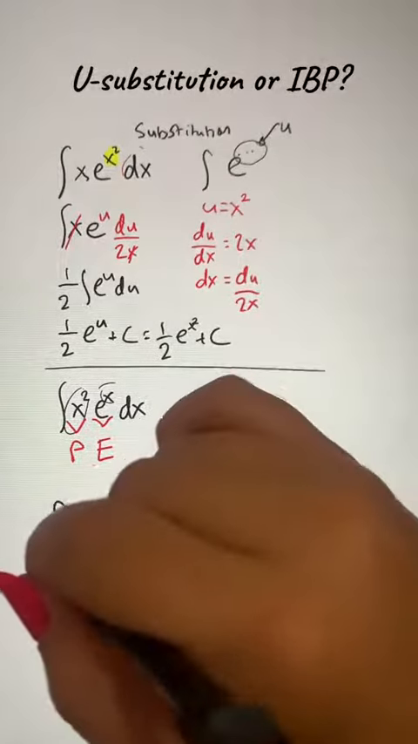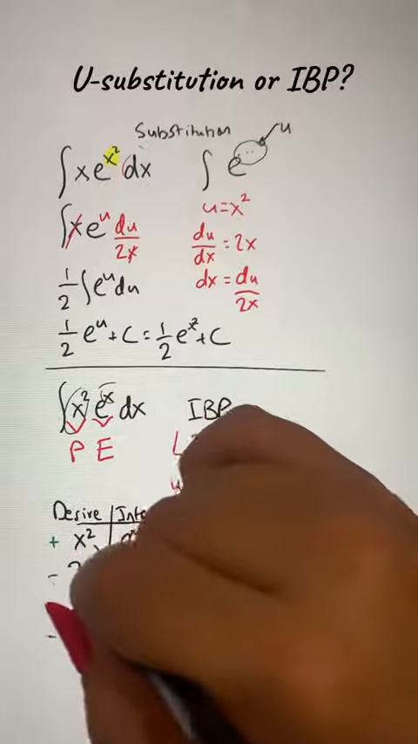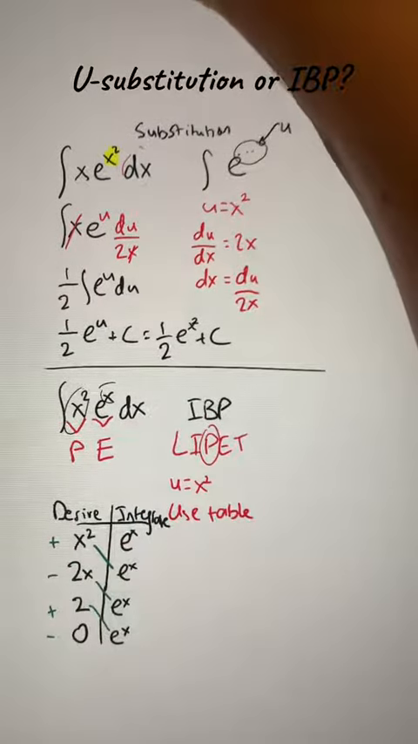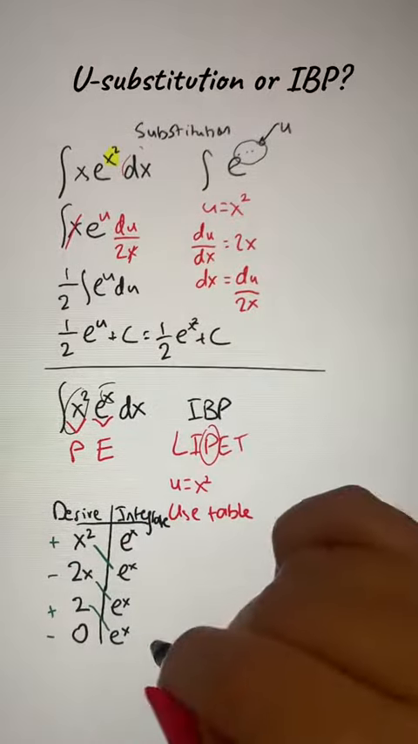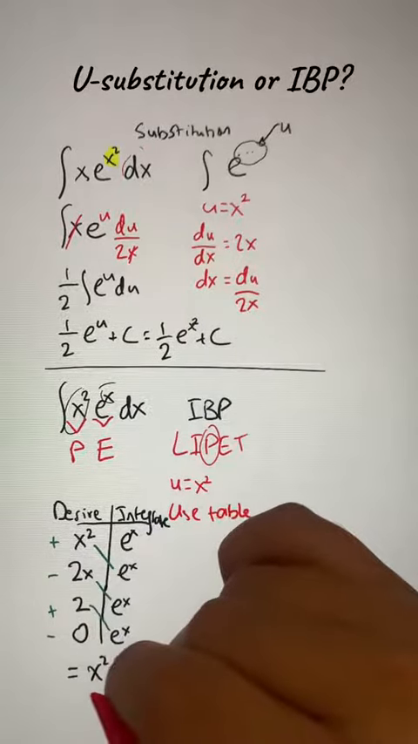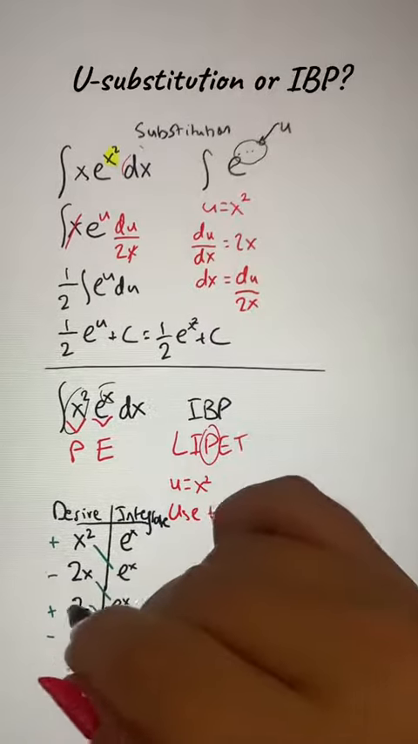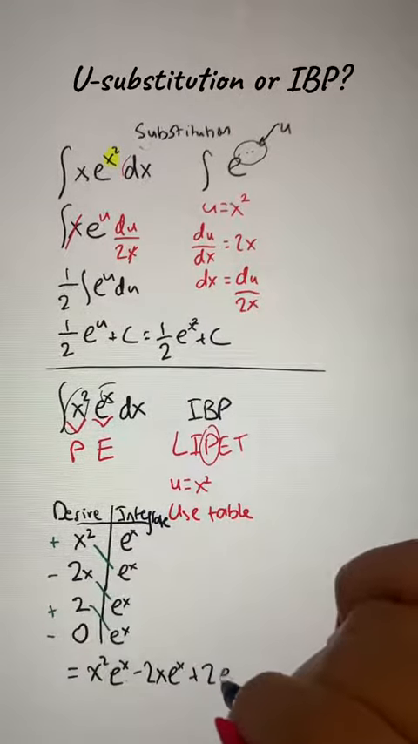Now we need to add the signs. We always start with a plus in the first row, and then we're going to alternate. So plus, minus, and then multiply diagonally downwards. So now we're going to get x squared times e to the x, so x squared e to the x, then minus 2x e to the x, plus 2 e to the x, and then plus c.